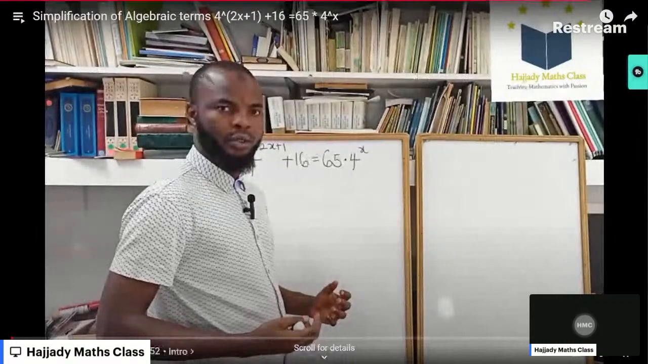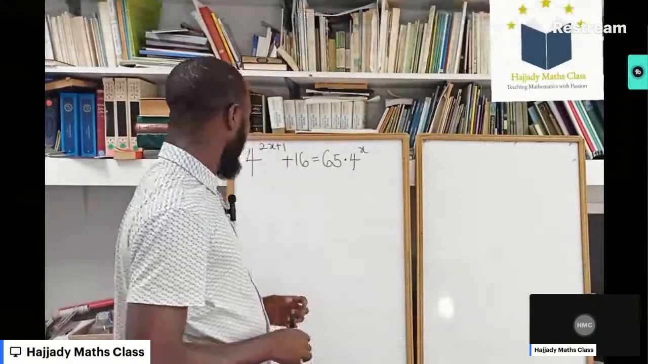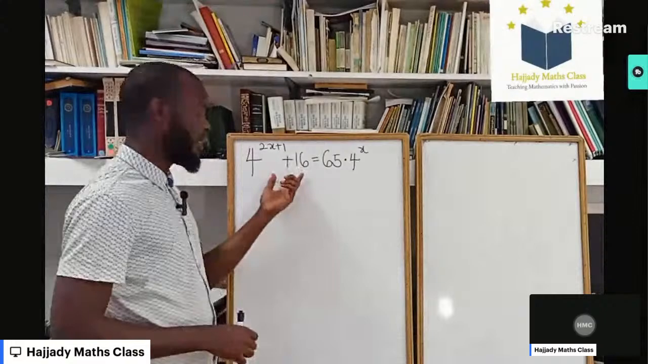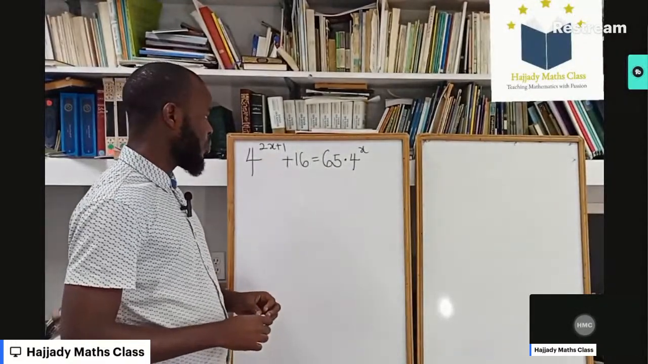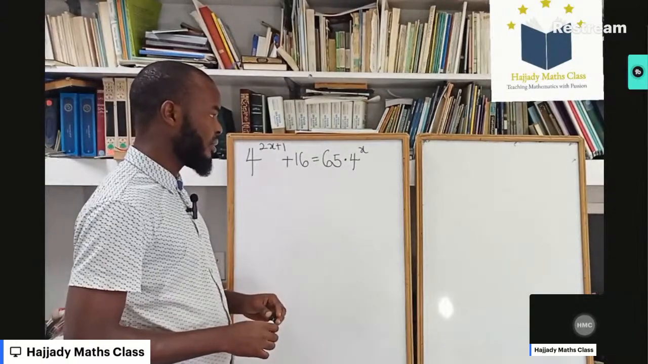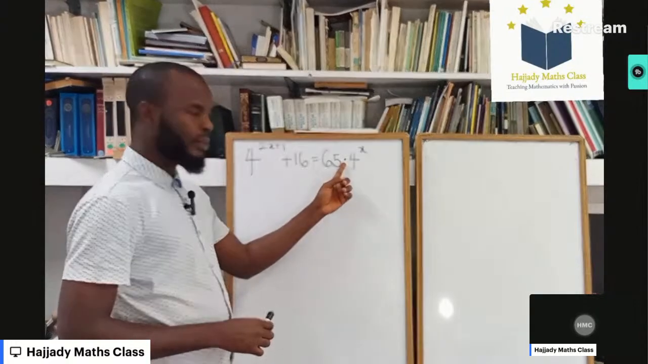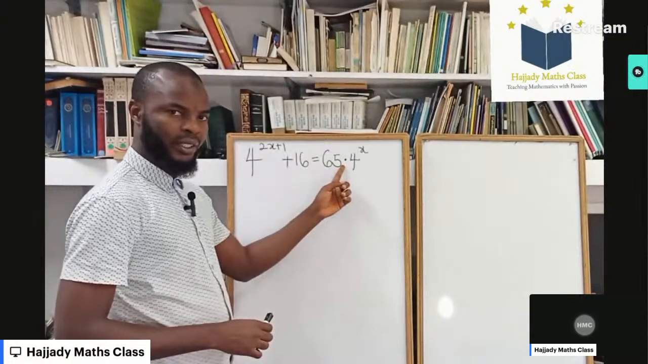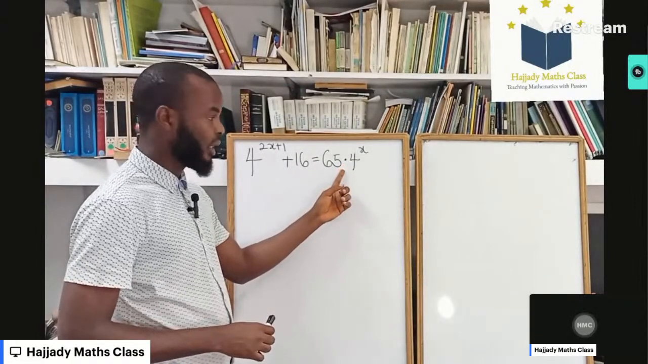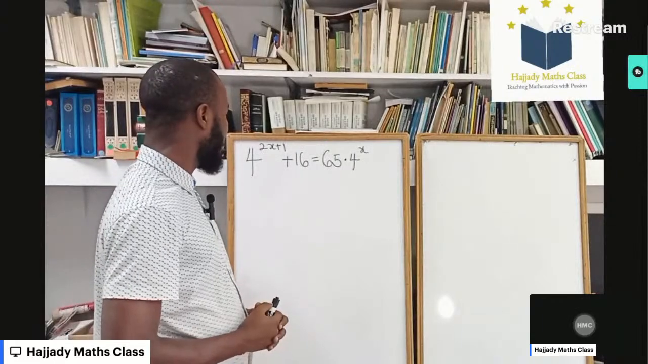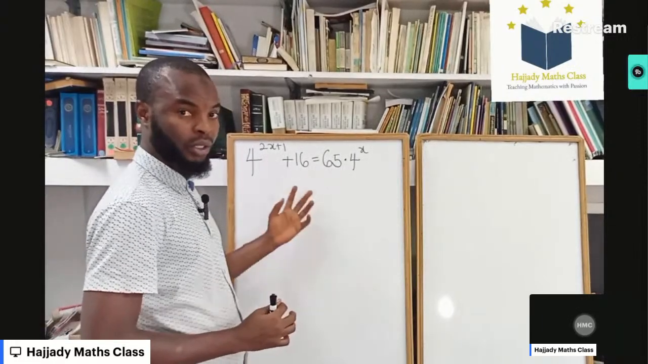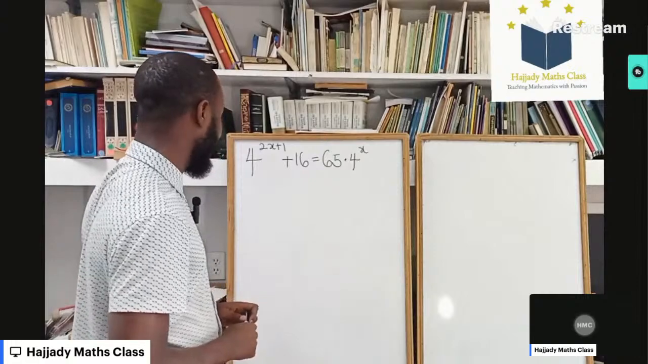Hello viewers, welcome to another math class. Today we want to solve for x in this equation. Here I'm having 4 to the power of 2x plus 1, plus 16 equals 65, times 4 to the power of x. This dot sign in mathematics represents product, which is the same thing as multiplication. Here I'm going to use the quadratic approach, although this is just a typical algebraic question.